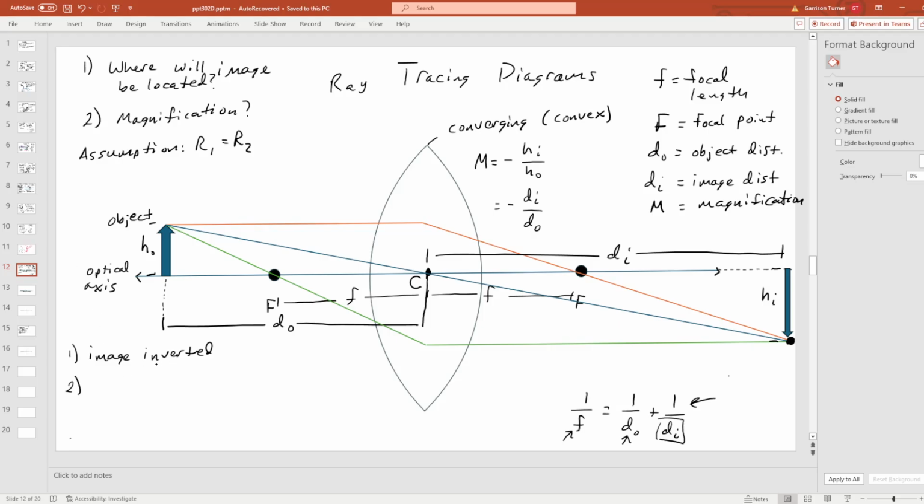Number one, the image is inverted. Number two, the image is real. What do we mean by a real image? A real image is when the light rays converge. So my light rays have physically converged at this point. And that is what we mean by a real image.